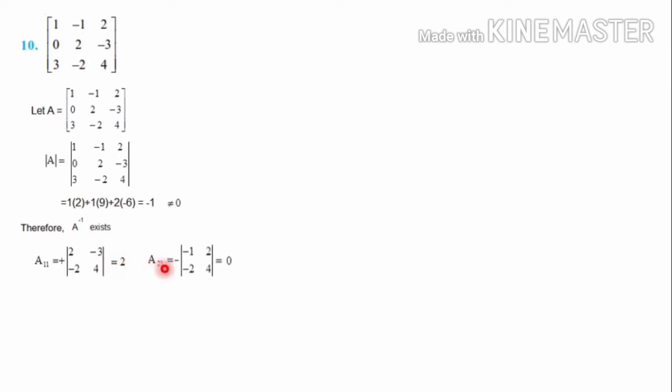Next is the A21 element, second row first element. The second row first element is 0. The cofactor of 0 we are going to calculate. That row and column are eliminated. Minus 1, 2, minus 2, 4 are the elements. We have formed the determinant, and when you do the calculation you will get the answer as 0.